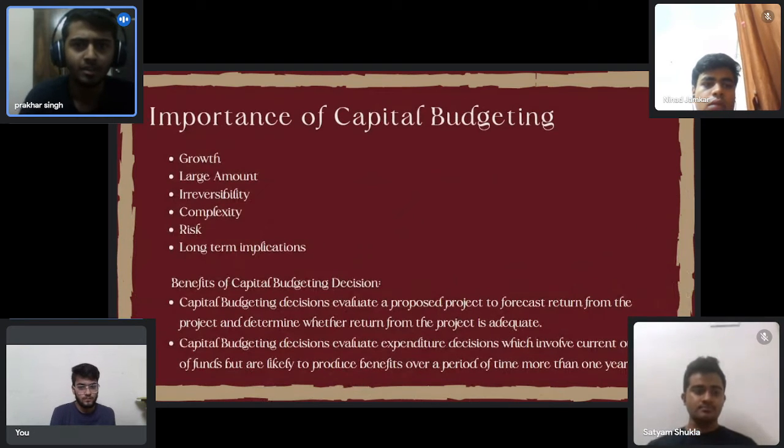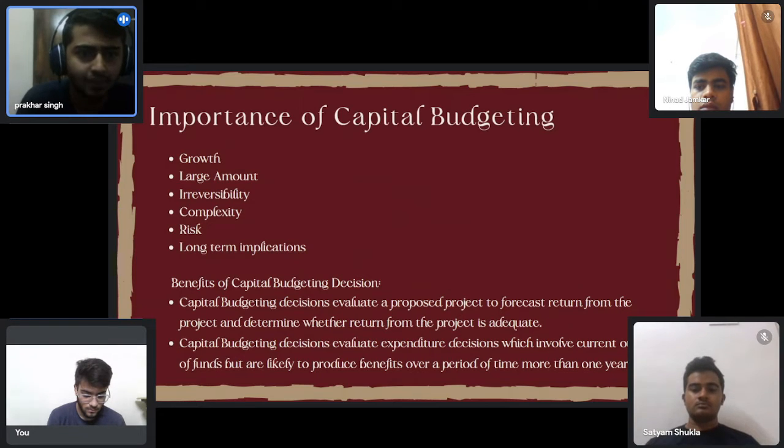Now the importance of capital budgeting. Here are the following points of importance. The first one is growth. The second one is large amount. The third one is irreversibility. The fourth one is complexity. The fifth one is risk. And the sixth one is long-term implications.